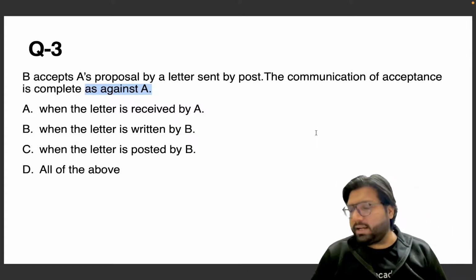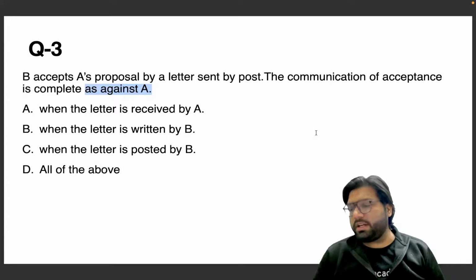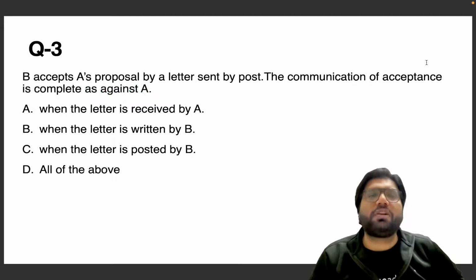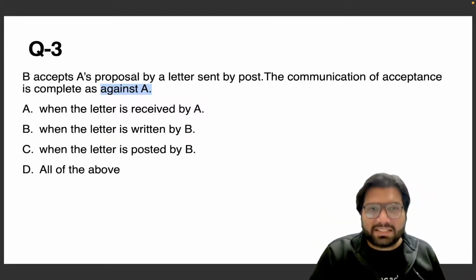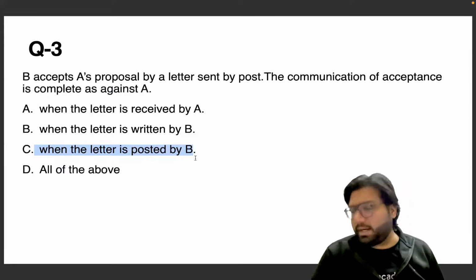First one to answer correctly, Kajal, followed by Mosmi. Yes, what about others? Ritu, C. Amit, C. And everyone's answer is correct, students. Here we are talking about the communication of acceptance being complete as against A. Now, who is A? A is the proposer in our example. So against the proposer, when will it be complete? When the letter is posted by B. So C is the completely correct answer.